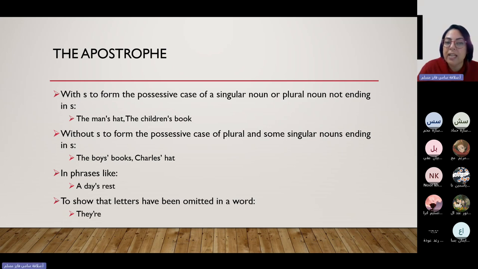In phrases like a day's rest, يوم راحة. Day is a singular one. Rest الراحة العائدة على هذا اليوم. To show that letters have been omitted.